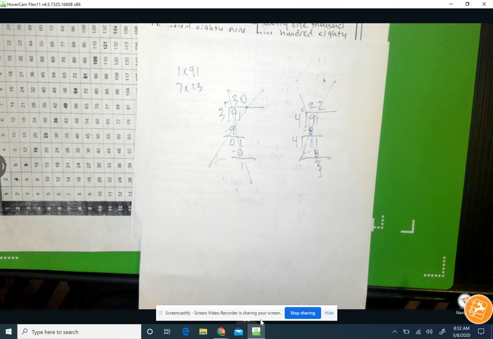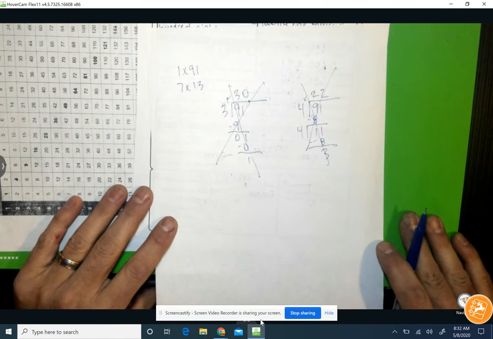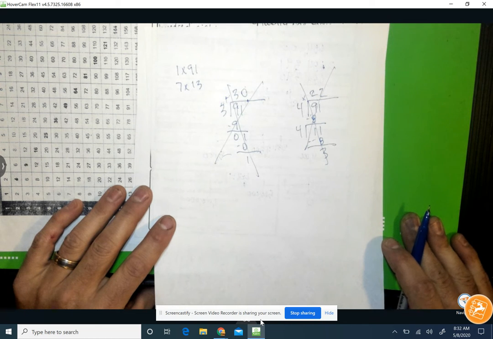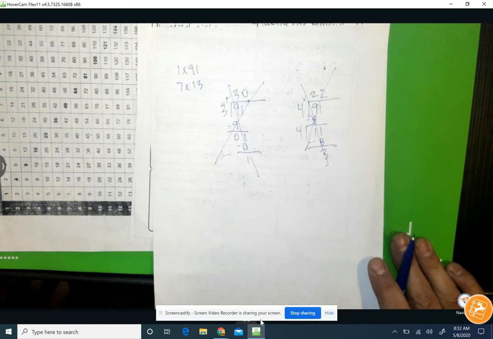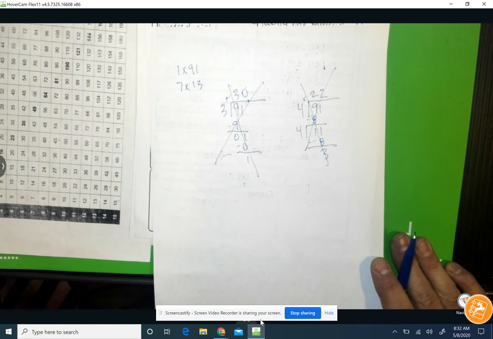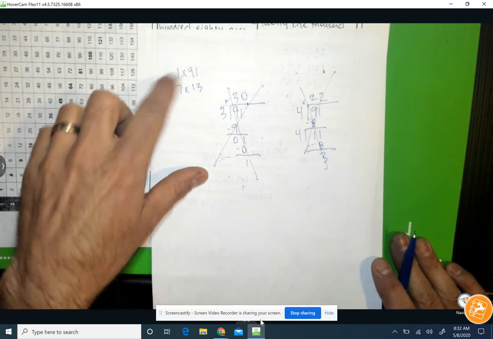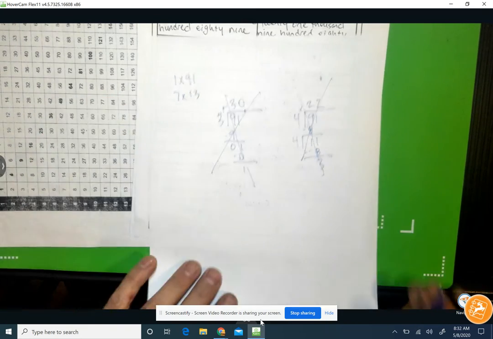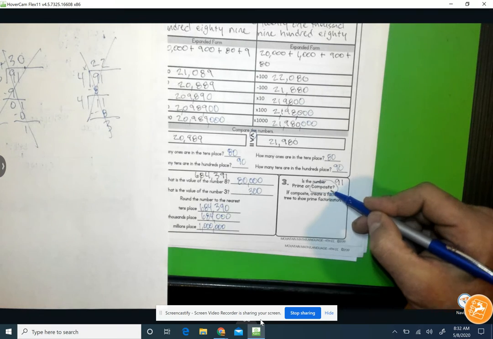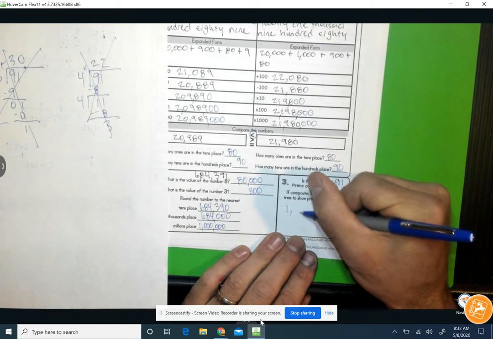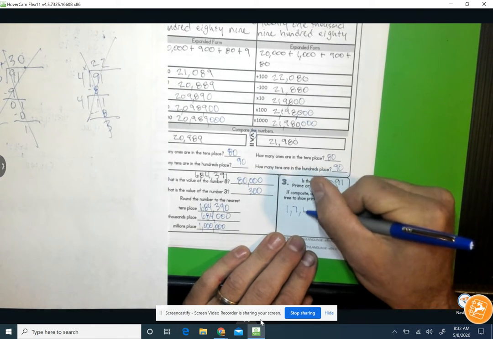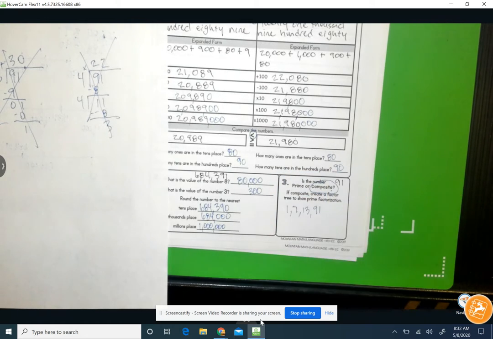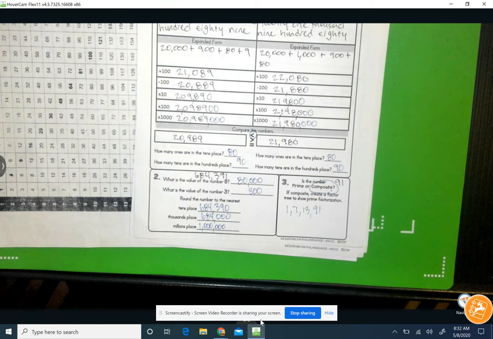Let's try 9. No, 9's not going to work because 9 times 10 is 90, and 9 times 11 is 99. That's going to skip over. So I think right now we can be fairly confident that our factors for 91 are 1 and 91 and 7 and 13, making 91 composite. So we have 1, 7, 13, and 91. All right, cool. Number 4.